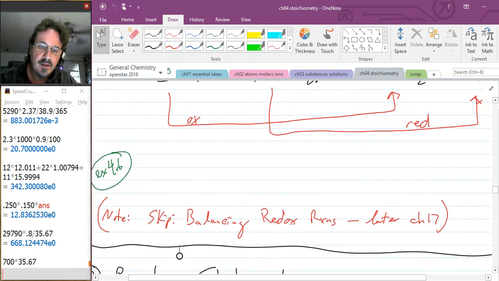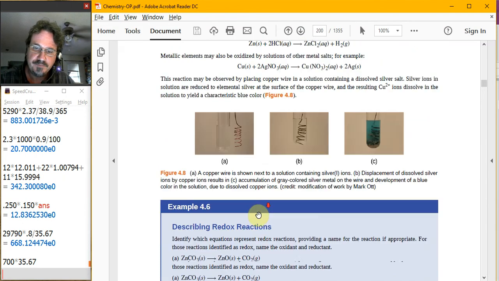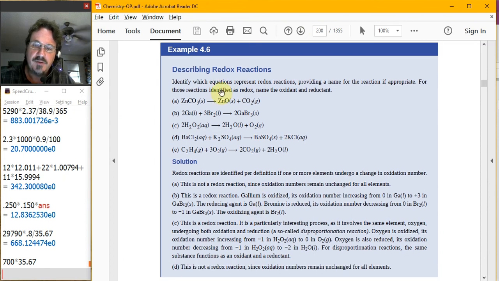All right. Let's look at 4.6 in the textbook for one more example of this. Describing redox reactions. Identify which of the equations represent redox reactions. Provide a name for the reaction if appropriate. For those reactions identified as redox, name the oxidant and the reductant. So what gets oxidized and what gets reduced, in other words.